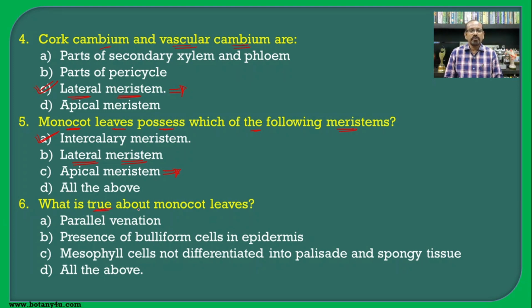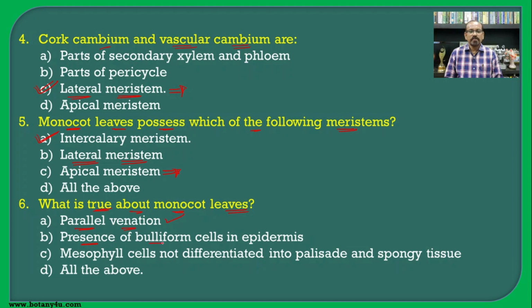Then, what is true about monocot leaves? If we see the monocot and the dicotyledons, there is a distinct difference between them: the dicot leaf is known as a dorsiventral leaf and the monocot leaf is known as an isobilateral leaf. So if we see the monocot leaf, there is a presence of parallel venation, so this is correct, and reticulate venation in the dicotyledon.